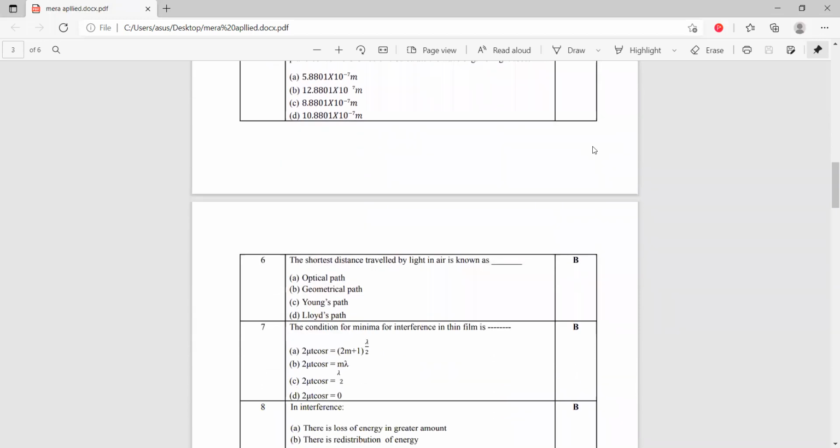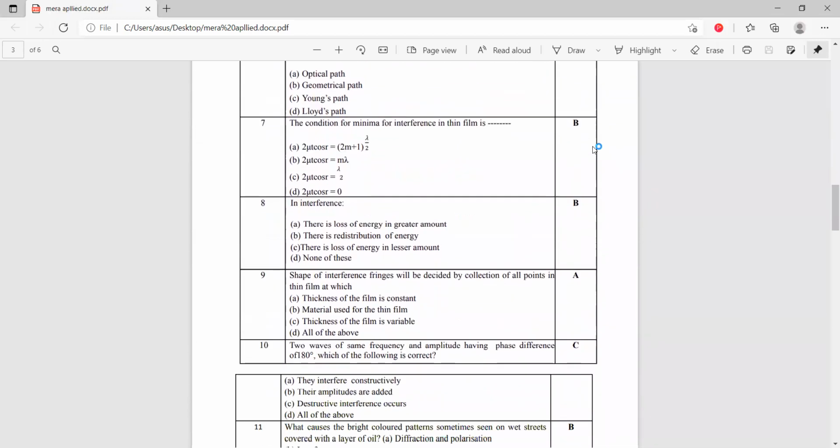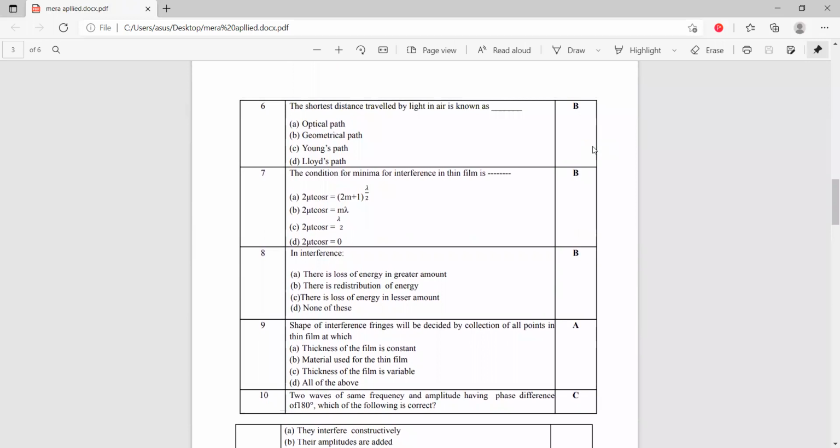Now moving on to next question, question number 6. The shortest distance traveled by a light in air is known as option A optical path, option B geometrical path, option C Young's path, option D Lloyd's path. So the correct answer is option B, geometrical path.